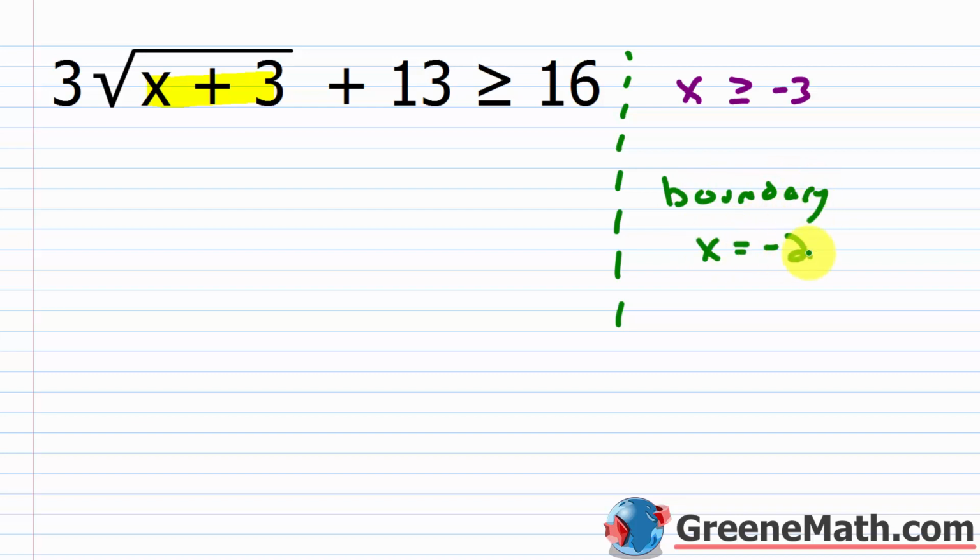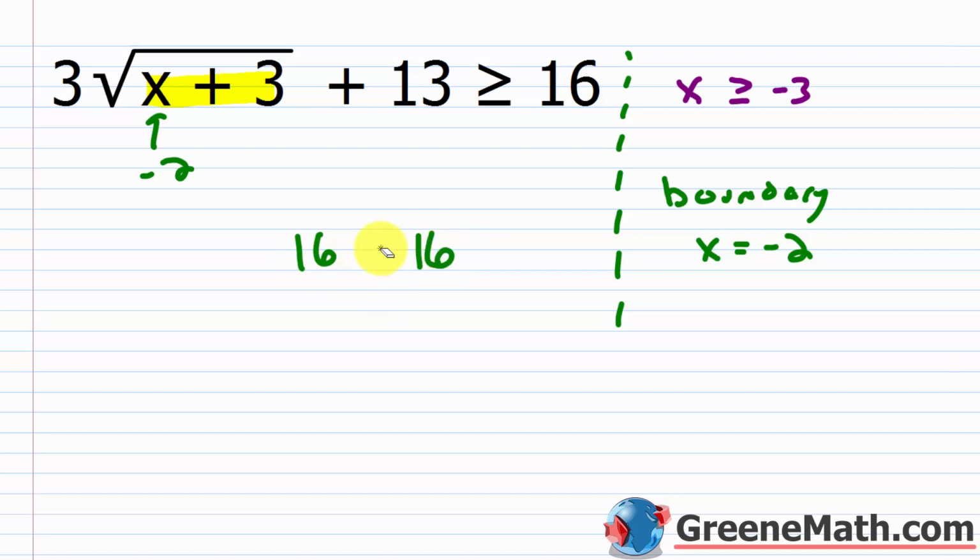X is equal to -2. So again, if I plug that in here, -2 plus 3 is 1. Square root of 1 is 1. So you basically have 3 times 1, which is 3, plus 13, which is 16. So you would get that 16 is greater than or equal to 16.